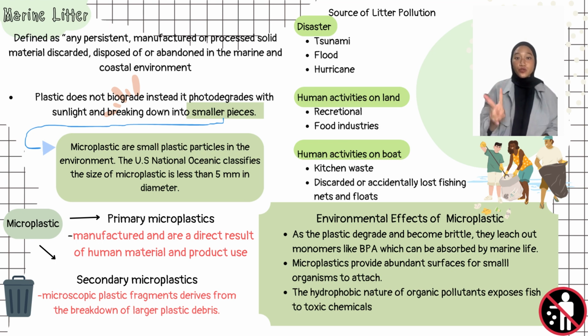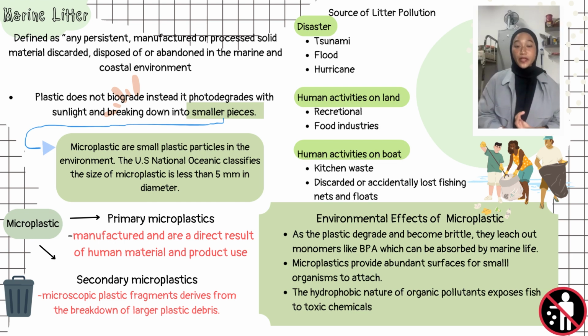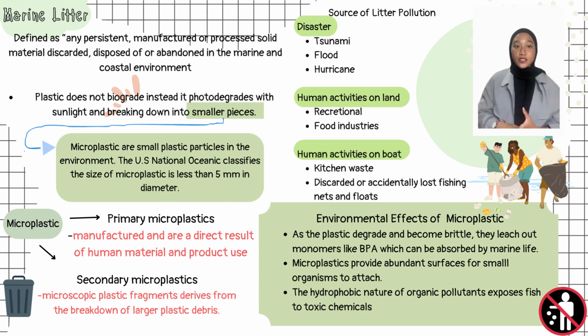Microplastic has two types, first primary microplastic and second secondary microplastic. The primary microplastic is manufactured and is a direct result of human material and product use. Secondary microplastic is microplastic fragments derived from the breakdown of larger plastic debris.